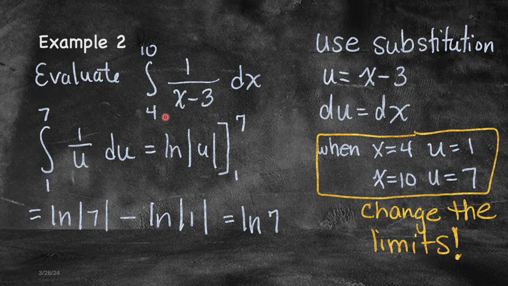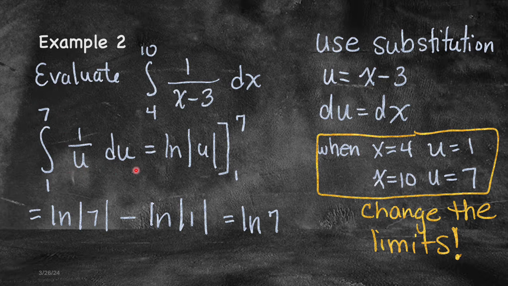So notice that our lower limit here is 4. So when x is 4, I plug 4 in here, and I do 4 minus 3, and that gives me that u is 1. So now, instead of having 4 as the lower limit, we're going to replace it with 1. So 1 is our new lower limit. Now we have to replace 10 so that it's in terms of u. So if I plug 10 in here, I'm going to get 10 minus 3, which is 7. So when x is 10, u is going to be 7. So now this is our new upper limit, that's 7.